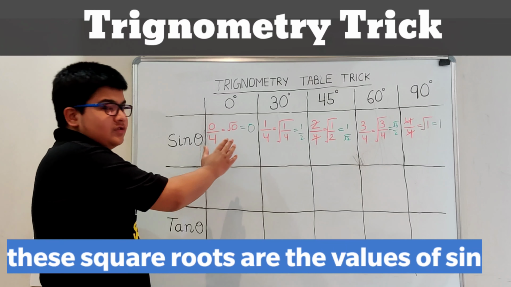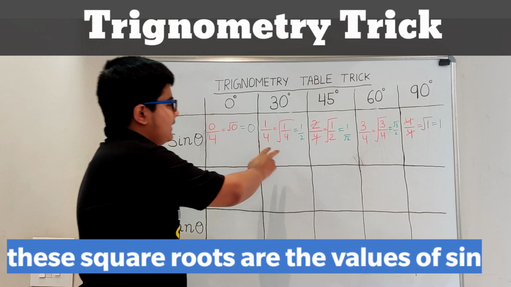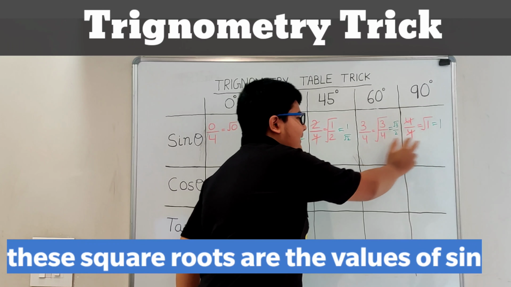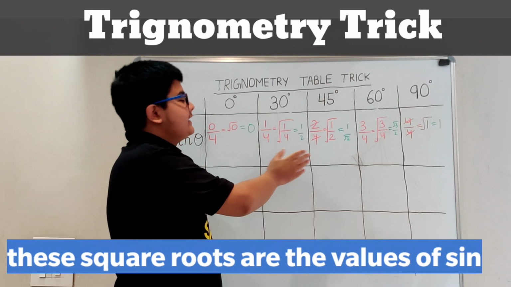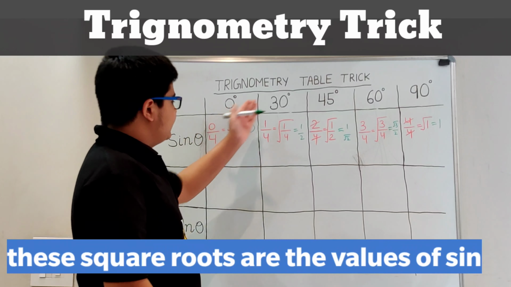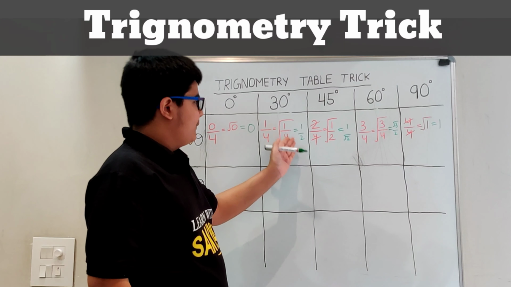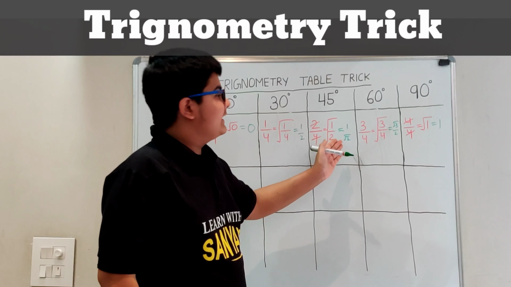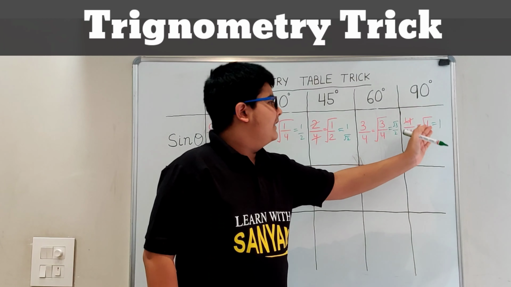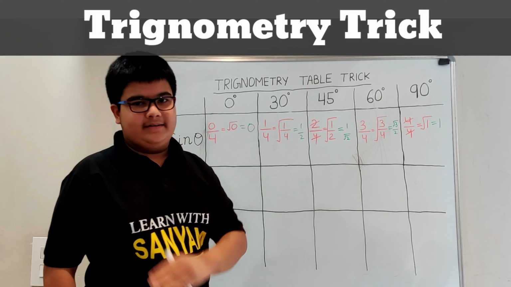So the values which we have obtained, 0, 1 upon 2, 1 upon root 2, root 3 upon 2 and 1, are nothing but the values of sine theta. So sine 0 is 0, sine 30 degree is 1 upon 2, sine 45 degree is 1 upon root 2, sine 60 degree is root 3 upon 2 and sine 90 degree is 1.